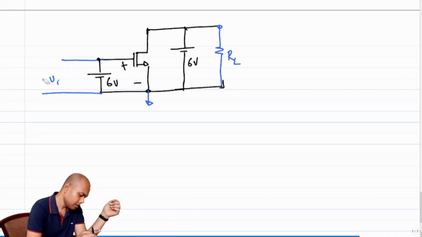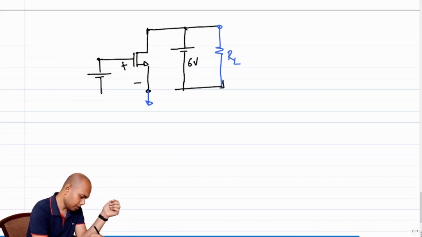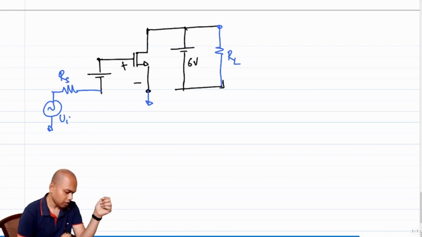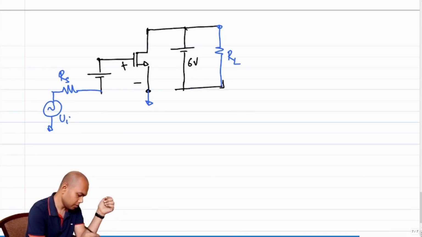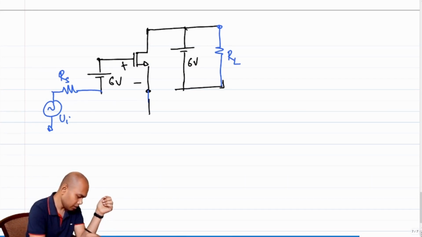So let's do that. So let's say we have this, and we put this entire Vi and RS in series, and let's say this is the 6 volt battery. Now we would like to ensure that the ground is common to everybody, so let's connect the grounds properly.